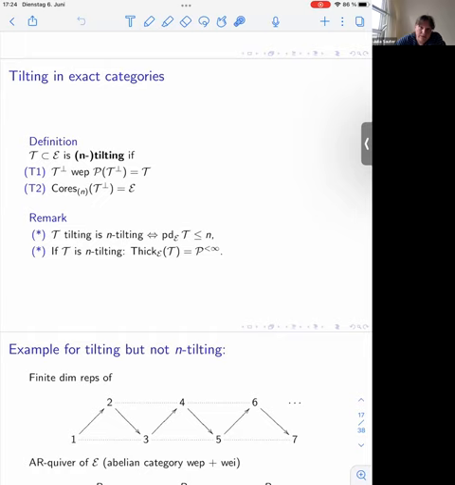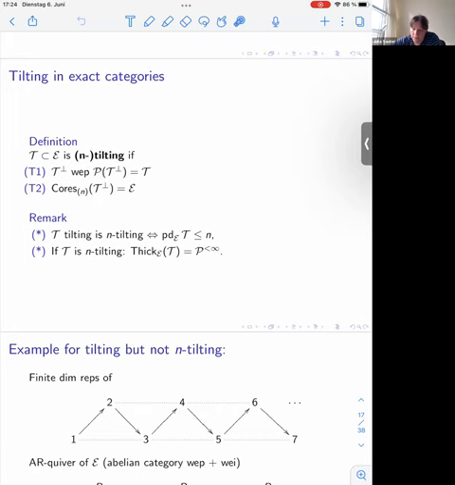Here, for n-tilting, the coresolutions have to be of length n, from 0 to n. And for tilting in general, they just have to be finite. And tilting is n-tilting if and only if you also have the projective dimension smaller or equal n condition. So in most situations, I will assume this. And if T is n-tilting, then one knows that the subcategory that it generates in E is everything of finite projective dimension.